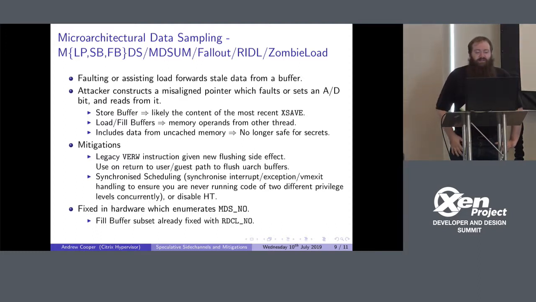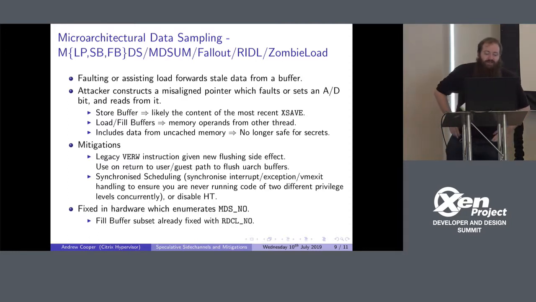In this case, an attacker constructs a misaligned pointer and reads from it, or alternatively, a pointer that sets an access or dirty bit. It turns out the implementation does the same thing. This has an interesting quirk in that it means you can read from uncached memory, because uncached memory still passes through the load ports and the fill buffers. So the original idea for Meltdown protection, which was to put stuff in uncached memory, doesn't quite work as well as originally believed, and there was at least one vendor that did put encryption keys in uncached memory and had to go and undo that for a later fix.